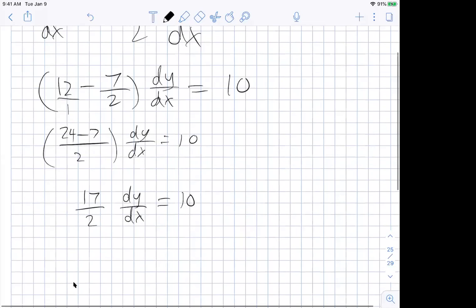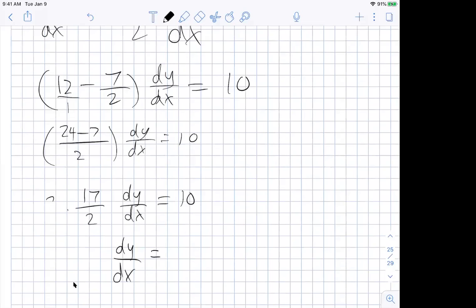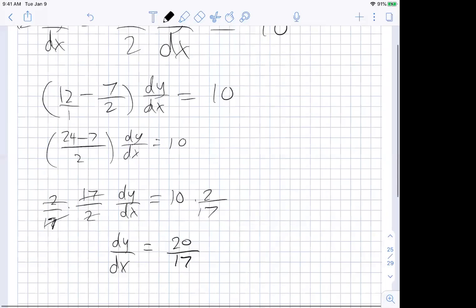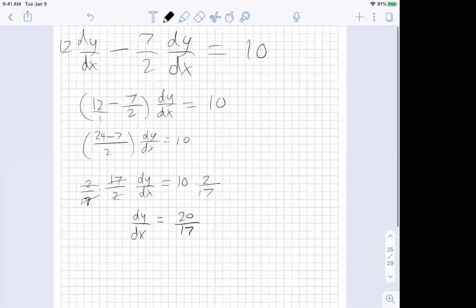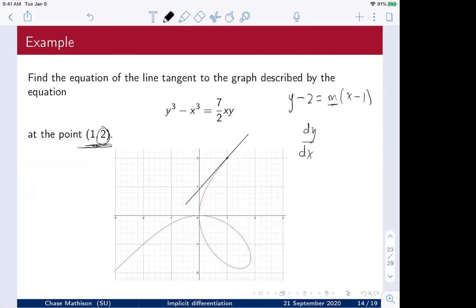So then dy dx is equal to 10 times 2 over 17, which gives me 20 over 17 for dy dx. Okay. So then I can come back. That is my slope at the point (1, 2). I plugged in (1, 2) to find this derivative, right? So I can come back here to the very beginning. I know m is 20 divided by 17, and you're done. You found your tangent line.